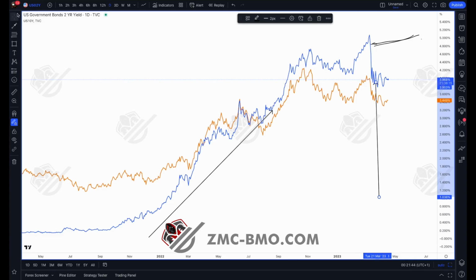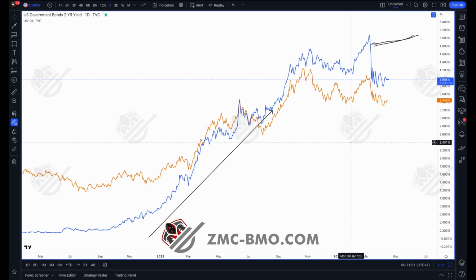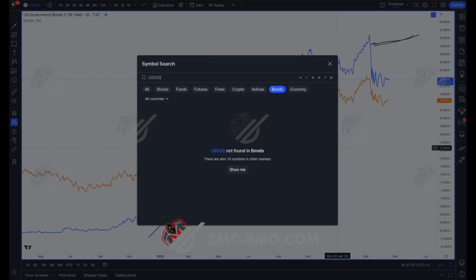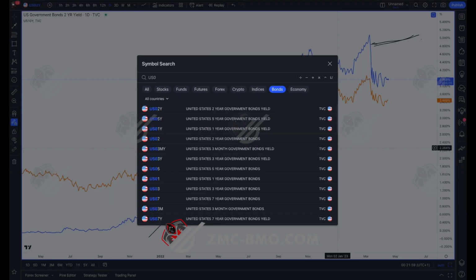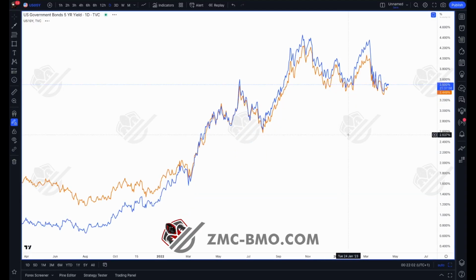So this is typically how you would use it. Like I said, it's just an addition to your toolbox. Use it as an indication of potential recession. You can look at the 5. So let's have a look at the 5-year yield, US 05Y, against the 10-year yield. So the 10-year yield is here.